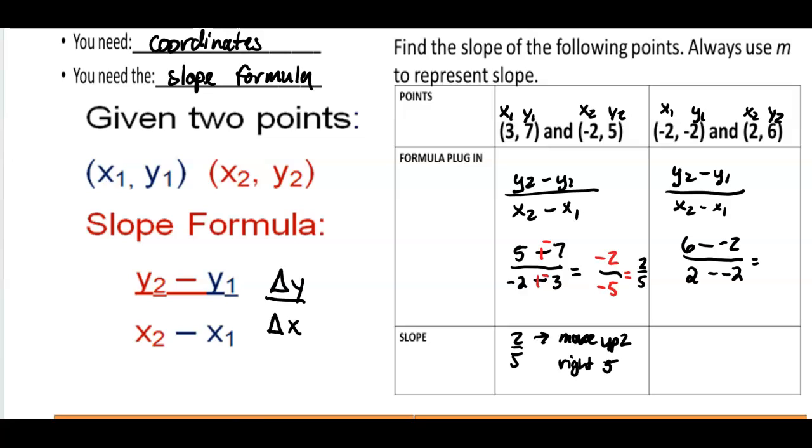So some keep change involved here. And we get 6 plus 2, which is 8. 2 plus 2, which is 4. You can simplify this, which just equals 2. We always write our slope as a fraction. So our slope in this case is equal to 2 over 1, meaning you'd move up 2 and right 1.